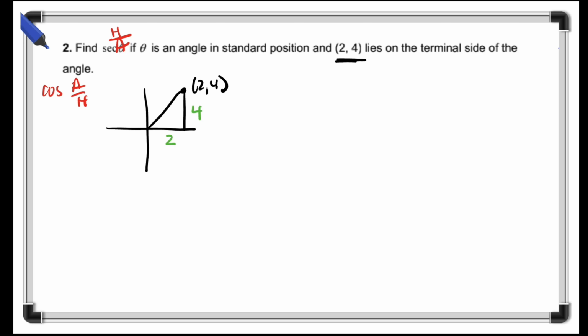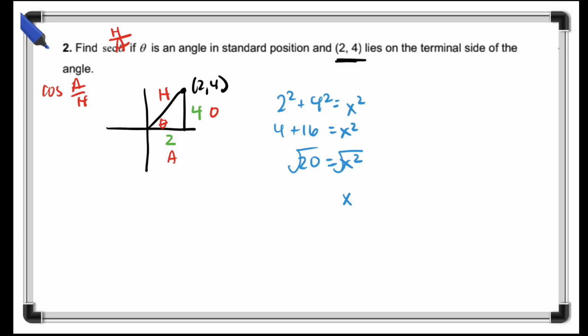So we do have our adjacent side. If this is theta, you do have the opposite side. We are trying to find our hypotenuse, so you're going to have to use the Pythagorean theorem. So it's 2 squared plus 4 squared equals x squared, which is our hypotenuse. So you have 4 plus 16, and that gets you 20. If you take the square root, x is going to equal the square root of 20, which is the same thing as 2 root 5.